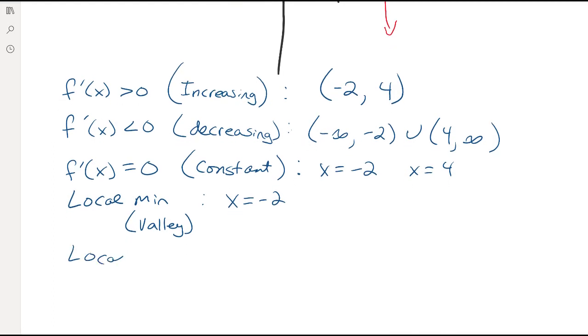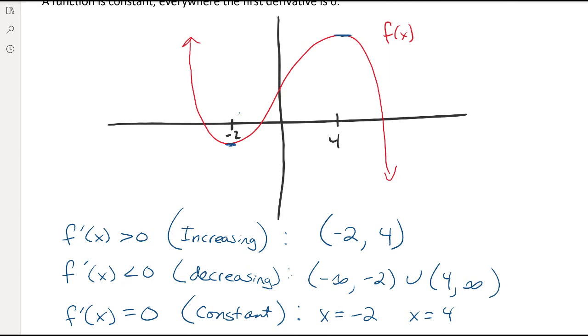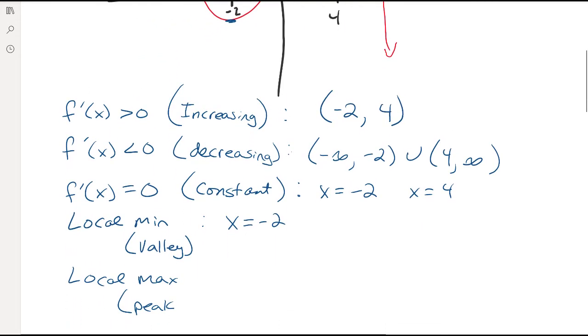A local max is going to be located at a mountain peak, meaning you have to be at the peak, with increasing on the left and decreasing on the right. And so here at x equals 4, we have a local max.